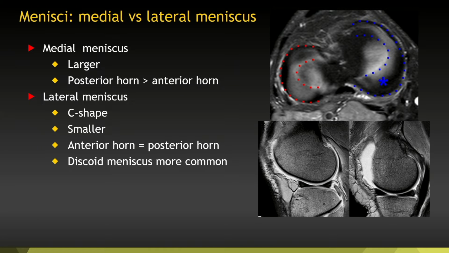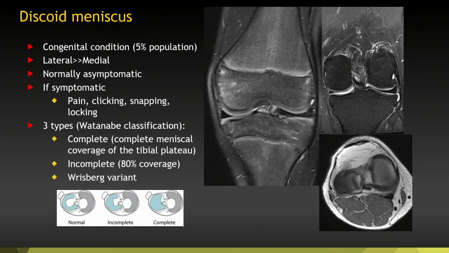We also have the discoid meniscus, which is more commonly seen on the lateral aspect than on the medial aspect. The discoid meniscus is a congenital condition. It happens in 5% of the population. It tends to be, as I said, more common on the lateral aspect, and is normally asymptomatic. Few patients present with pain, clicking, snapping, and locking, and there are three types.